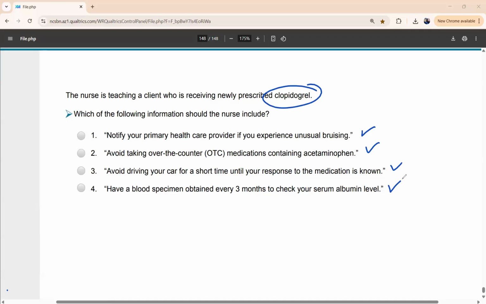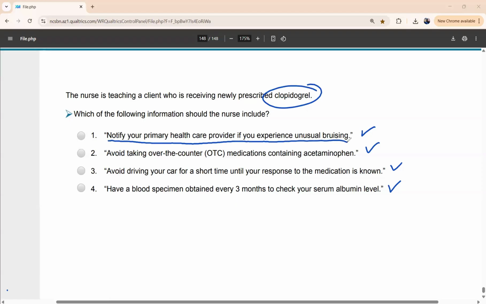So when you understand a class of medication, like now, this medication, the class of this medication is what? Antiplatelet. Now, since I know this is antiplatelet, I might not know this medication, but I know antiplatelet. Now, if I'm thinking through different medications, I can easily cut down every class of medication I know. Like now, if my first option is saying notify the primary healthcare provider if you experience unusual bruising.